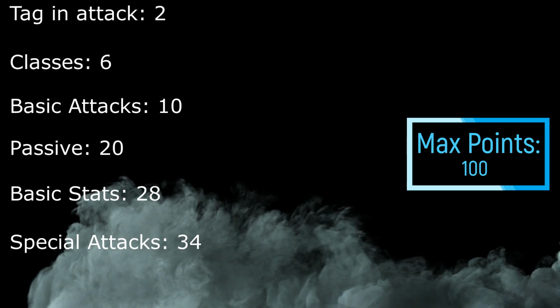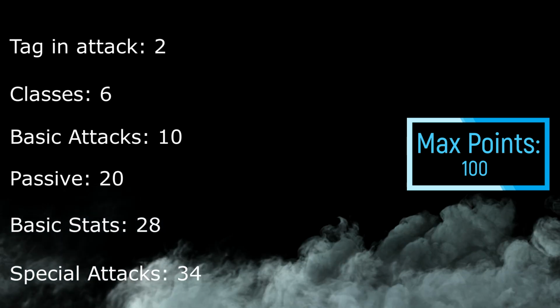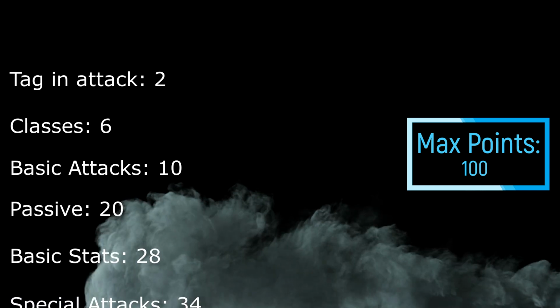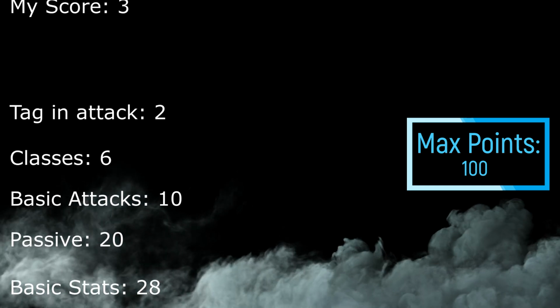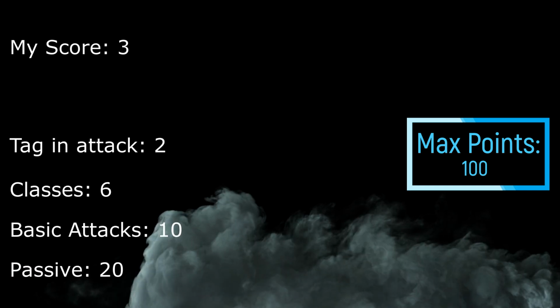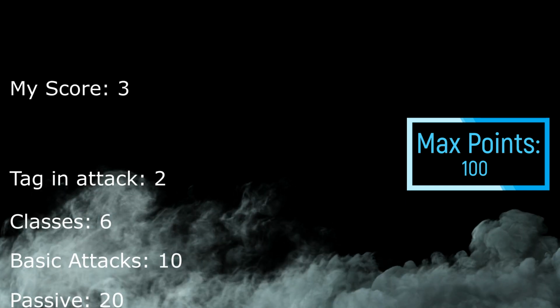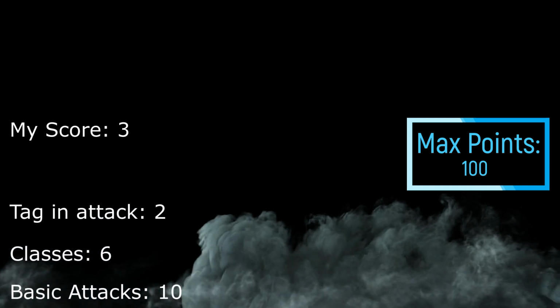For each class that the character has, he obtains 1 point, so you can imagine a Bounty Hunter like Erron Black will get all the 6 points there. And the last one is the tag in attack. It's very simple. If a character has a tag in attack, he automatically gets 2 points. So this adds up to the total of 100 points, and I decided to put another 3 points outside of the regular ones. It's like extra points.